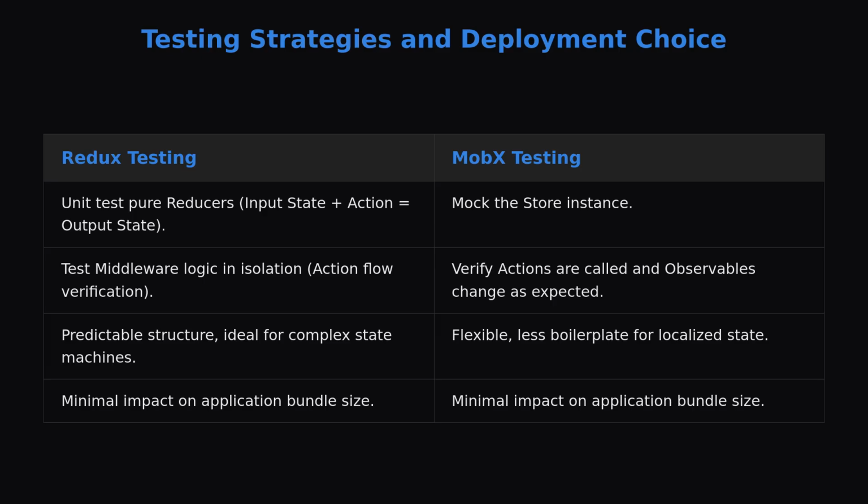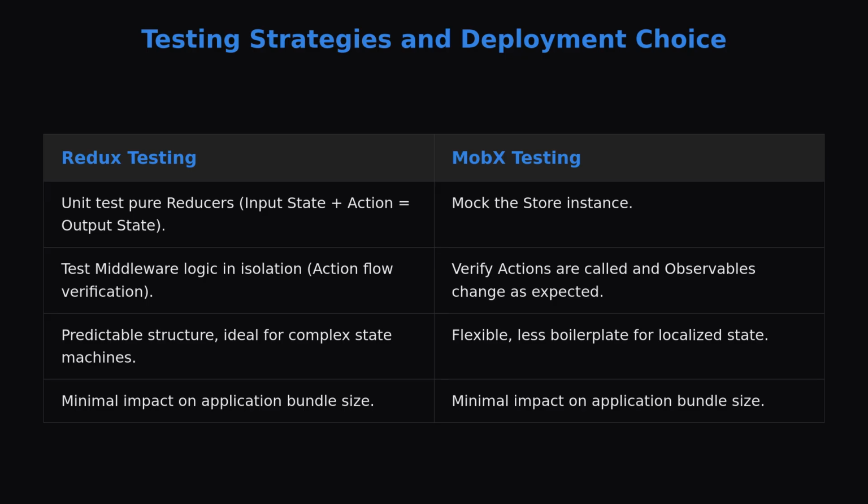Redux testing focuses primarily on unit testing the pure reducers, which simplifies test setup significantly. Middleware logic is tested in isolation, verifying action flow. MobX testing involves mocking the store instance and verifying that defined actions are called and that observables change as expected.